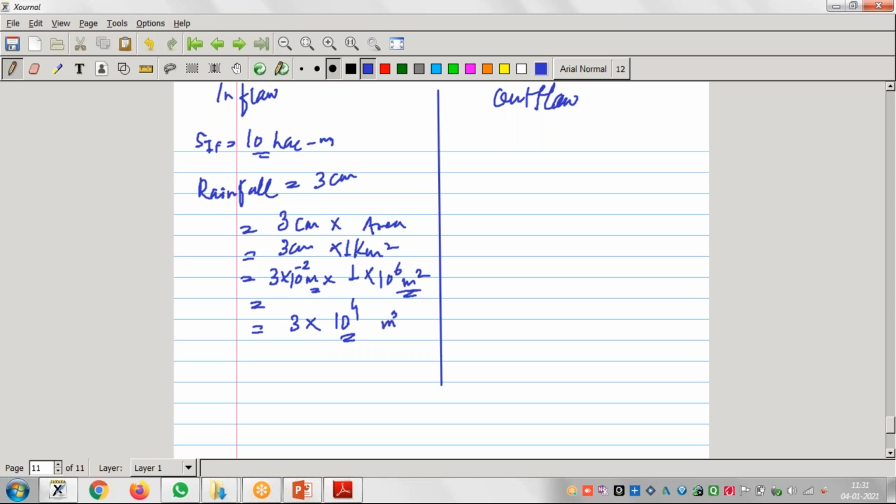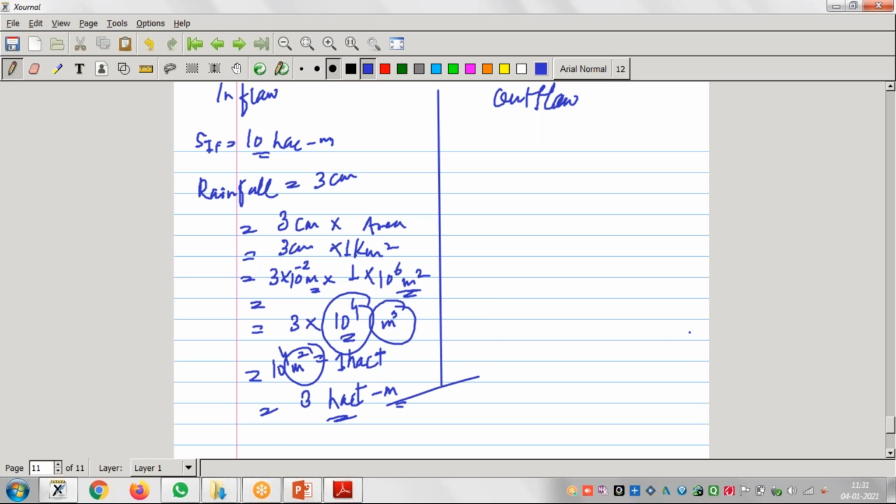And I know that this 10 to the power 4 is what? 1 hectare. So here this will be converted into hectare. What will be remaining? We know that 10 to the power 4 meter square is equal to 1 hectare. So here directly I will write 3, and this 10 to the power 4 is hectare. So what is remaining? 1 meter is remaining, because this 3 meter is meter cube and this is meter square. 1 meter is remaining, so hectare and meter. So simply this is hectare meter.